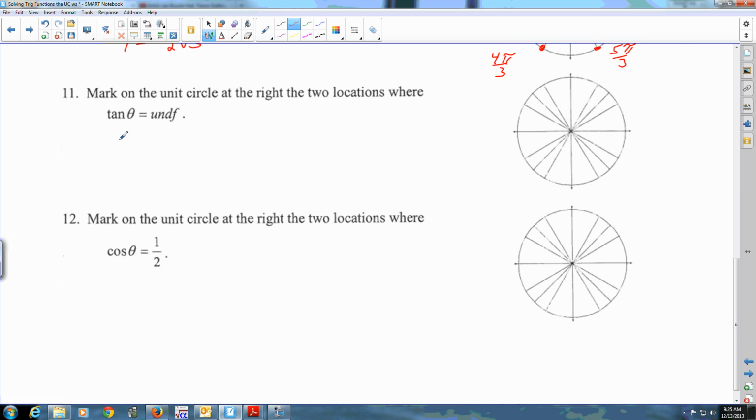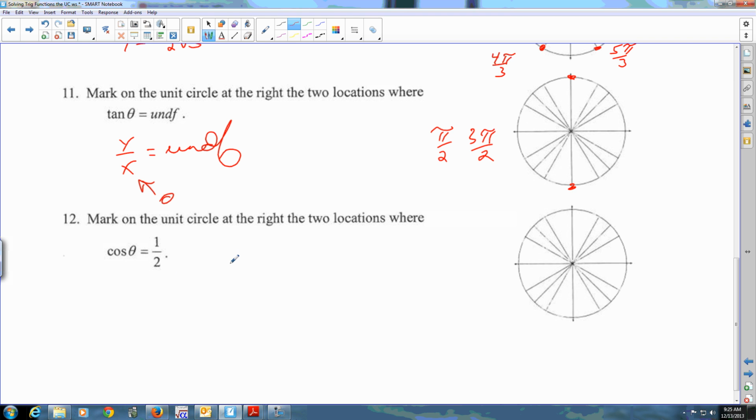Tangent, undefined. Tangent is your y over your x. The only way you make a fraction undefined is if you're dividing by 0. Where is your x value? 0, here, and here. So pi over 2 and 3 pi over 2.